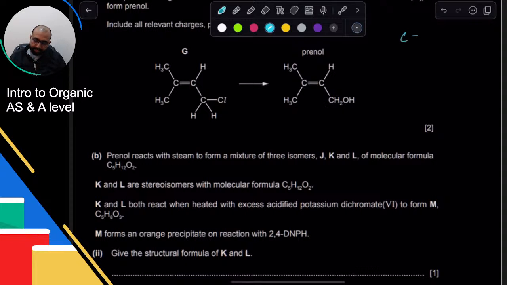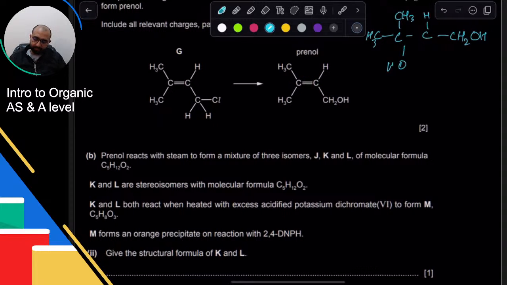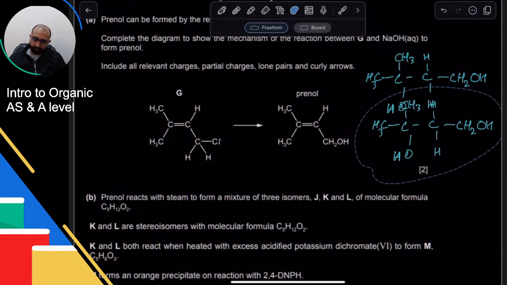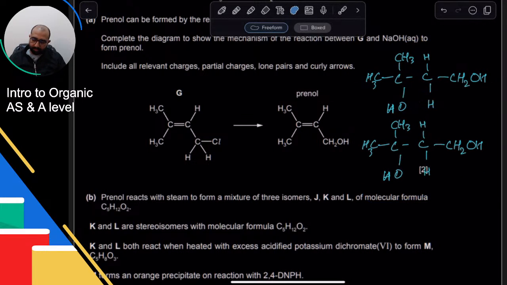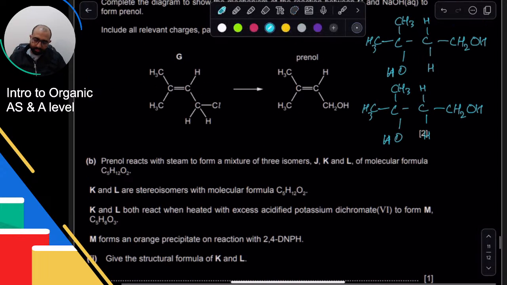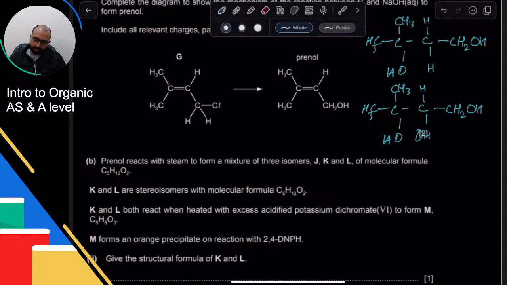One option is I can give the CH3 here, CH3 here, H, CH2OH. So everything else is exactly the way it was. और मैंने इस bond में H and OH add करना है. So I can add OH here, and that means I get H there. I'll make a copy of this. Second option is that I can get OH here and H here.